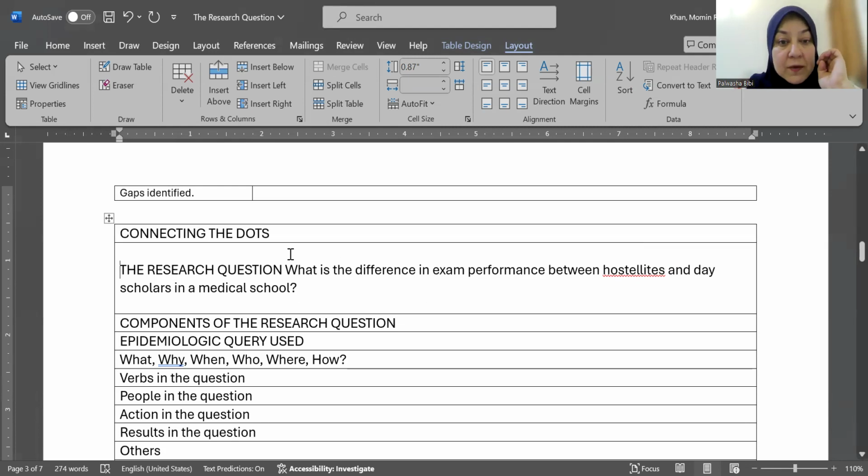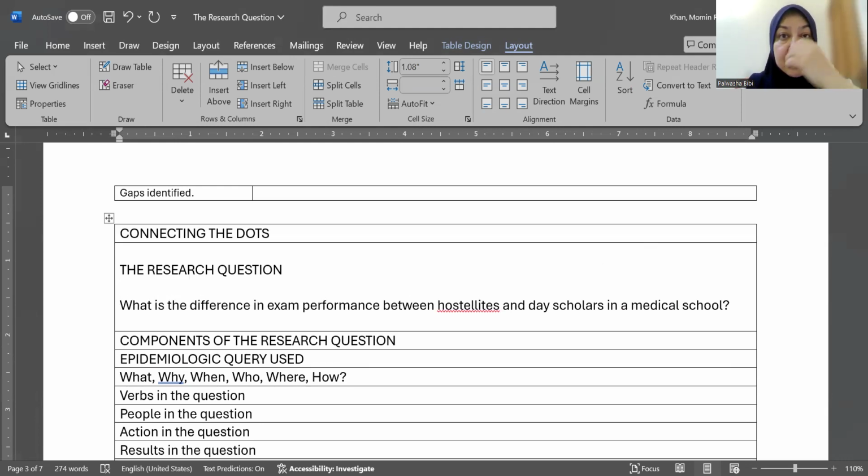I selected what, and then I decided that it was going to be a comparison. So I was going to study two groups. I also decided that it was going to be a medical school where my research will be based. So this is a research question off the top of my head. I'm going to send this document to all of you, and the same things will be written here. I'm going to just continue saving it.